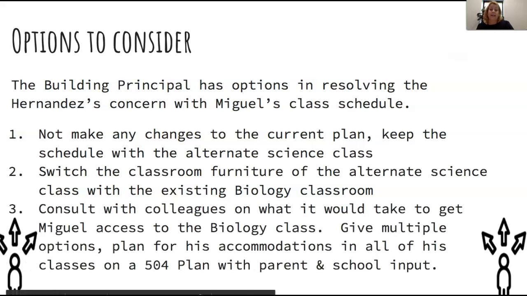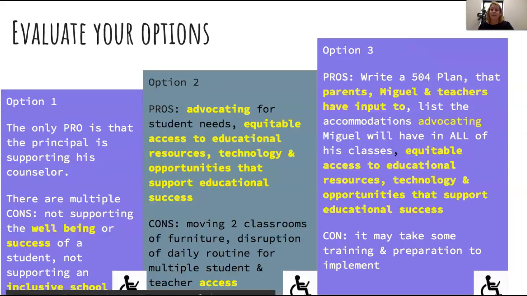A third plan to consider would be to consult with colleagues on what it would take to get Miguel access to the biology class. Give parents multiple options, and plan for his accommodations in all of his classes on a 504 plan with parent and school input. Let's evaluate the options.